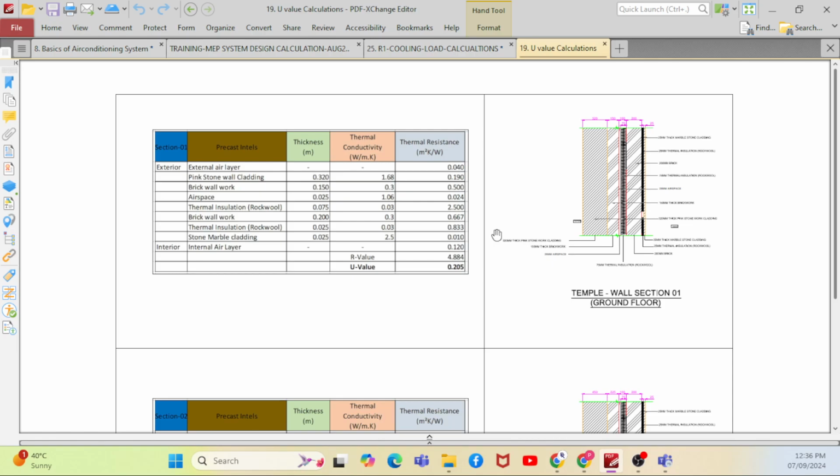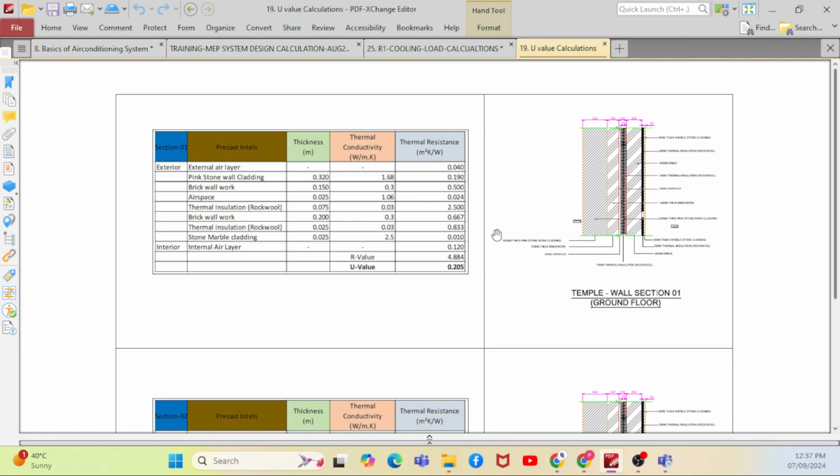If you are using good material, then your resistance is high, and your air conditioning capacity will be lower. So this is one of the important factors for air conditioning design.